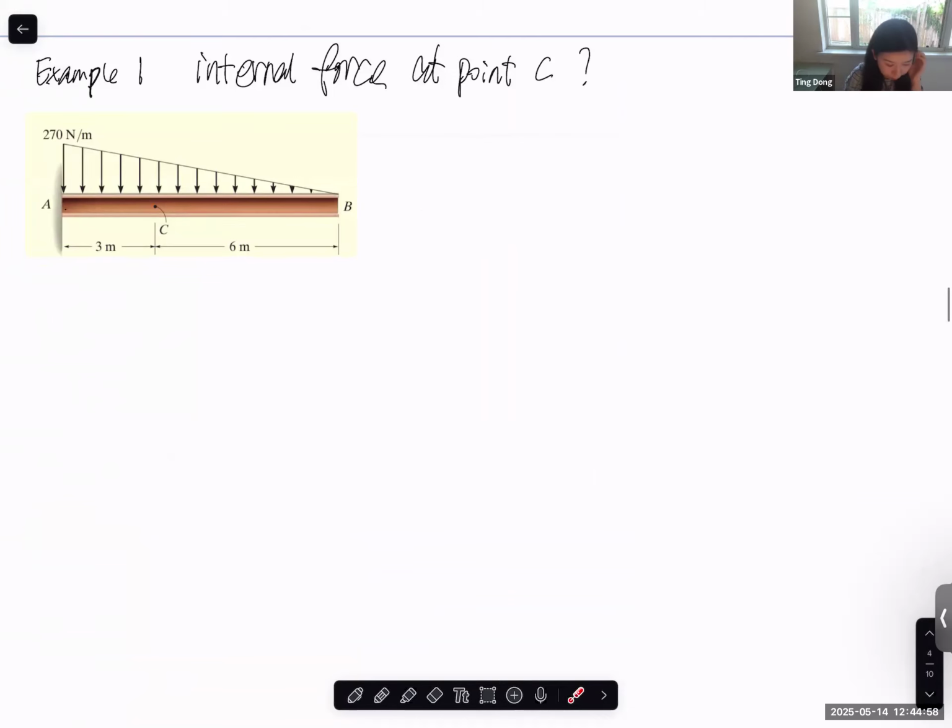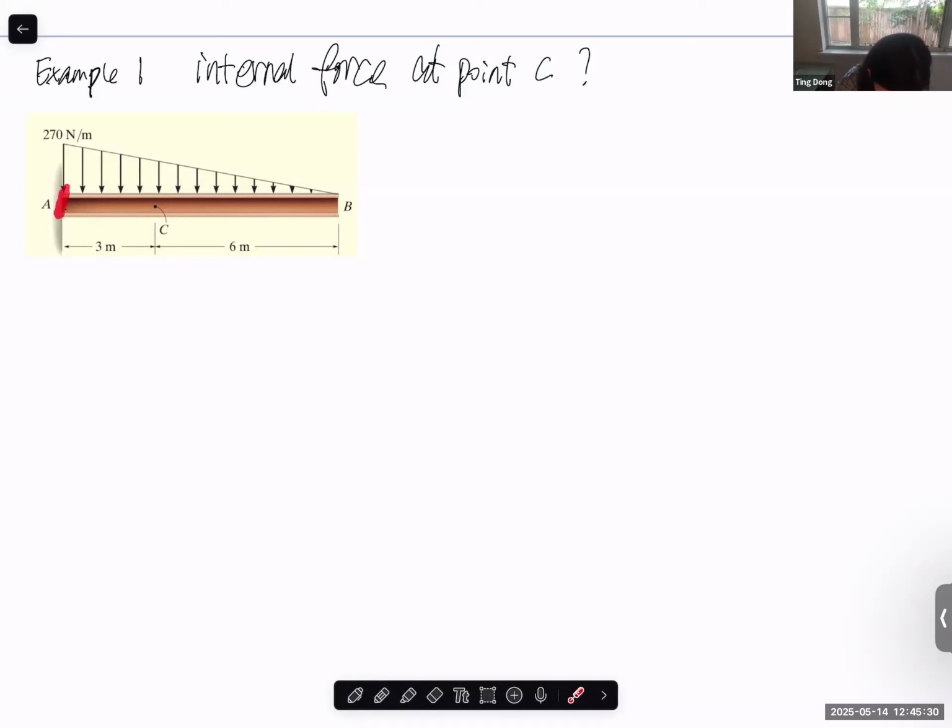The first one is the internal force at C. So C, I put it here and give dimensions 3 and 6, and of course C can be anywhere in this beam. This is just one of the examples. If you know how to calculate at point C here, you know how to calculate at any random point. So for this one, how do we calculate the internal force at C? Any idea? We first begin by determining the reaction forces at A.